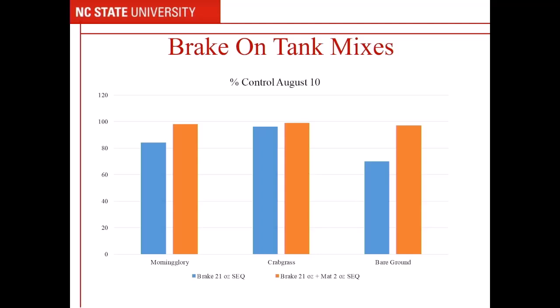But the Break On at 21 ounces by itself did a pretty good job, but it wasn't quite as good as when we put some Matrix with that. And when we put the Matrix with it, it did a really nice job. And that was actually only a half rate of Matrix. So we can use as much as 4 ounces of Matrix with the Break On. So it's just another option you have, and one that has done a fairly good job.